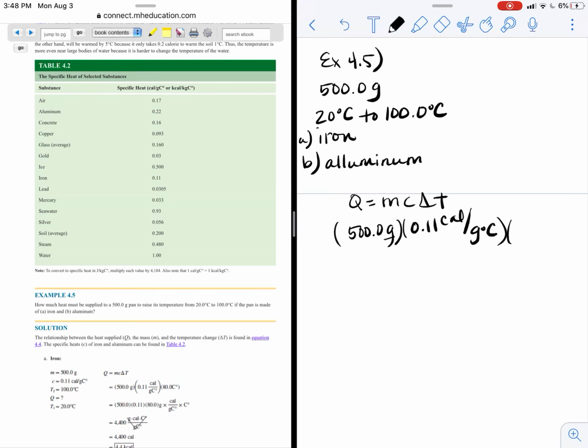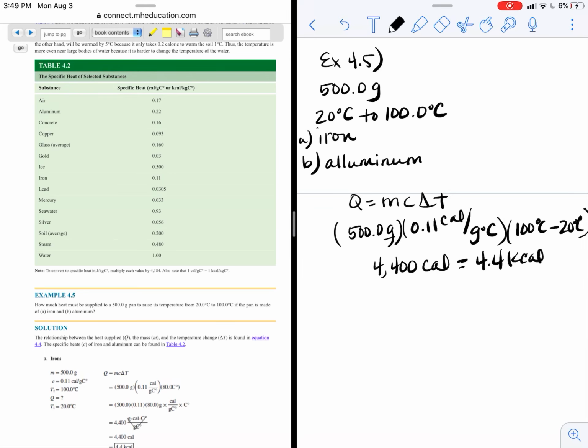And then what is the change of temperature? It goes from 20 degrees to 100 degrees. So you just do 100 degrees minus 20 degrees, which is 80, right? So then you multiply that together. So you've got 500 times 0.11 times 80, and you get 4,400 calories. And for some reason in the book, they did 4.4 kilocalories. I don't think that it specifically said to do that. No, it doesn't. I think they were just making it a smaller number.